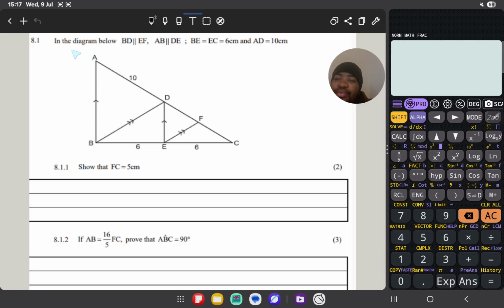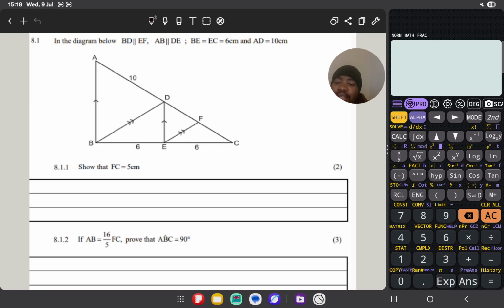So in the diagram below, you have BD. It's parallel to EF, right? AB is parallel to DE, right? BE is equal to EC, right? And AD equals 10, right? So everything that we possibly could need is there in the diagram.